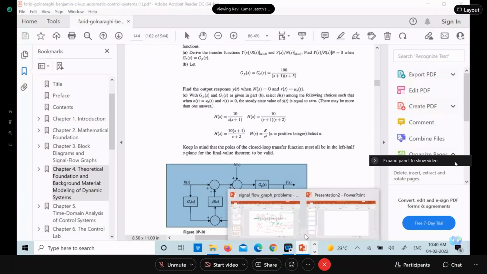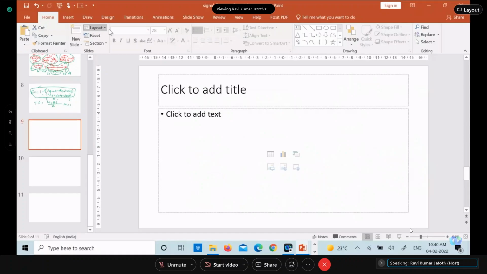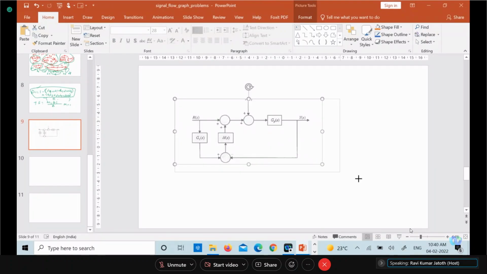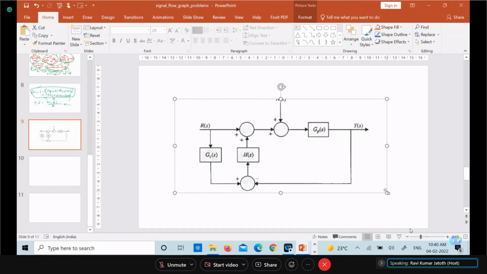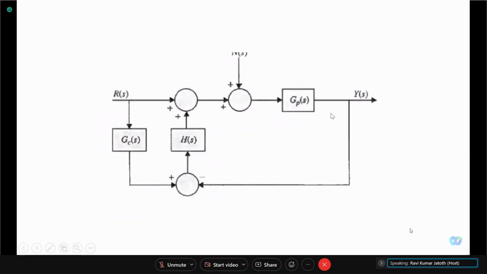So this is this particular problem when you consider. This is what the problem is. If I ask you to find out the transfer function Y(s) by R(s), it will be taking time. Sometimes I may be interested in finding out the transfer function. So this is N(s), this is a plant, and this is the input.